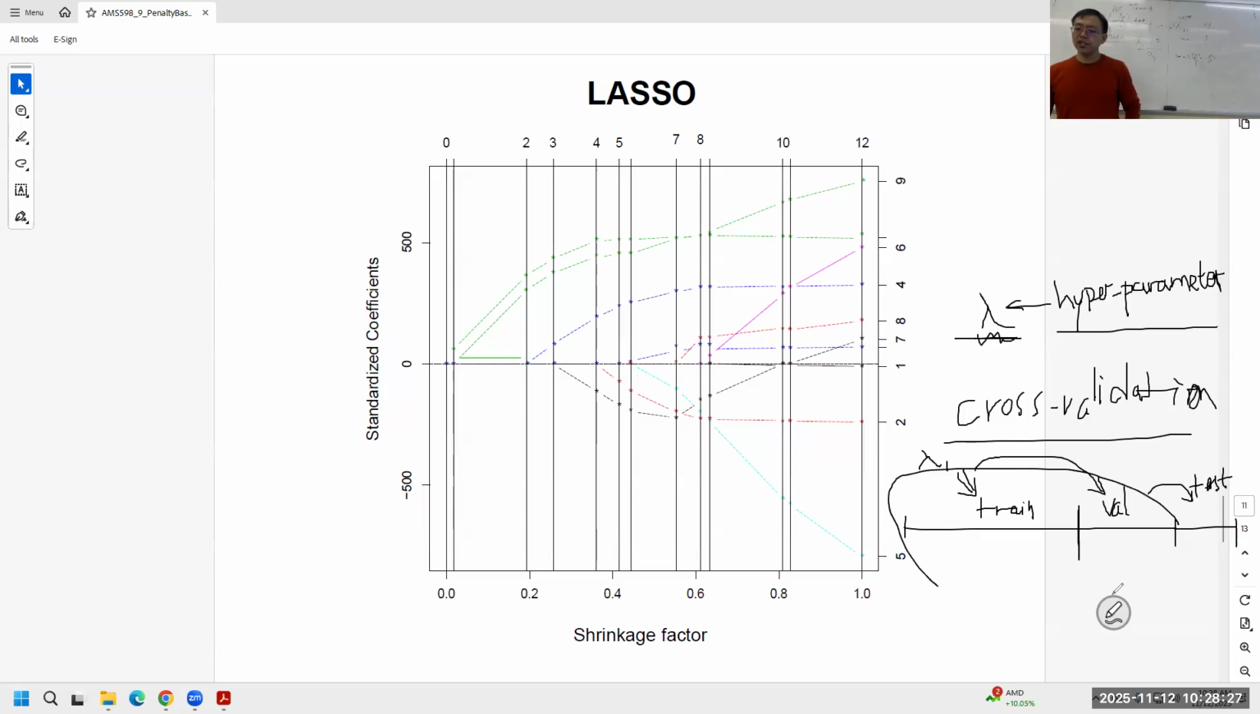So training and validation, these two are together. This whole thing is your training, because the validation is meant for determining your hyperparameter. Okay, so this is how it works in practice.